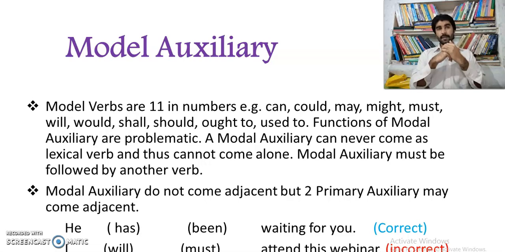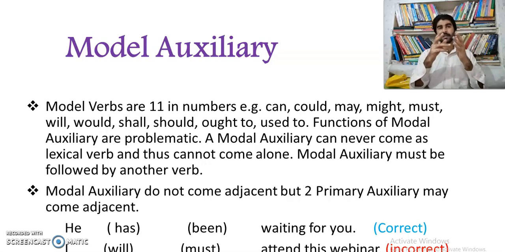Modal auxiliary must be followed by another verb. I mean to say lexical. There would be a lexical verb. Modal auxiliary do not come adjacent, but two primary auxiliary may come adjacent. Yes, we have an example. He has been waiting for you. Has and been both are primary auxiliary and both have come in the same sentence. It's correct. They can come, but two adjacent modal verbs cannot come in the same sentence.